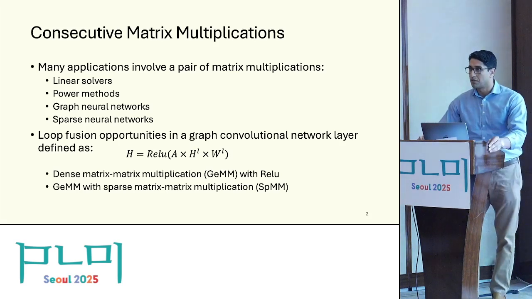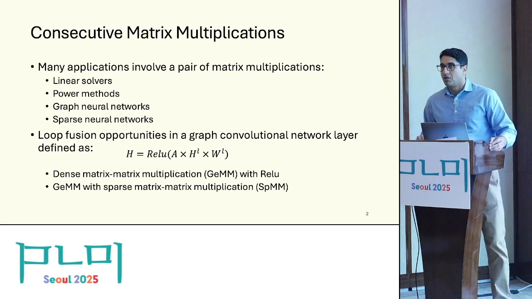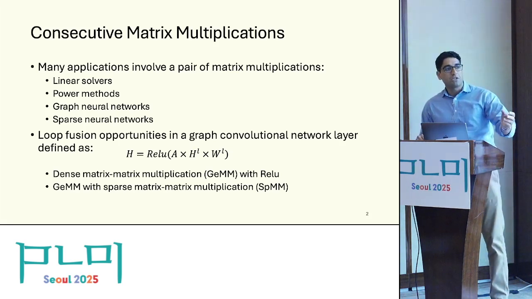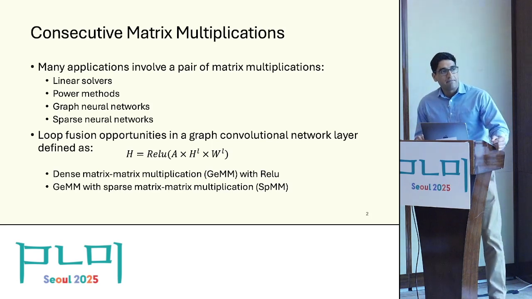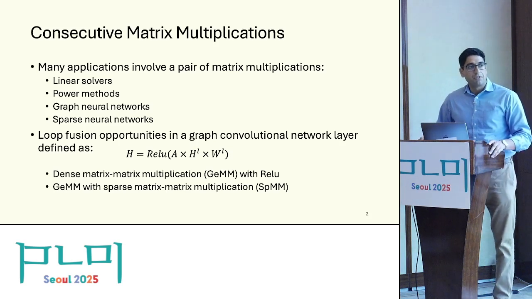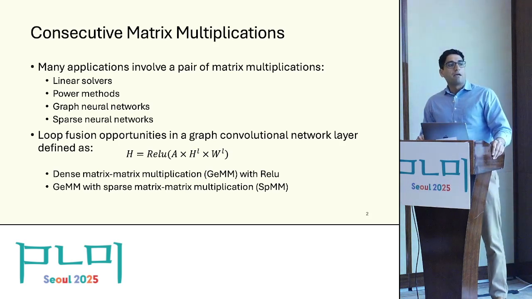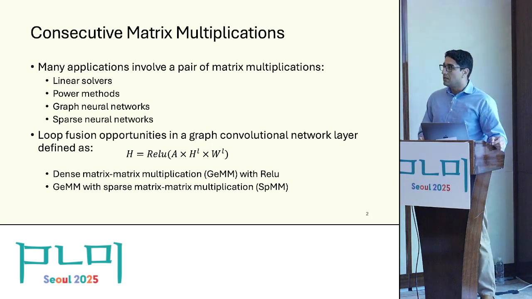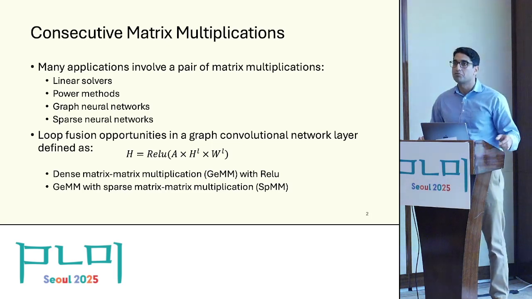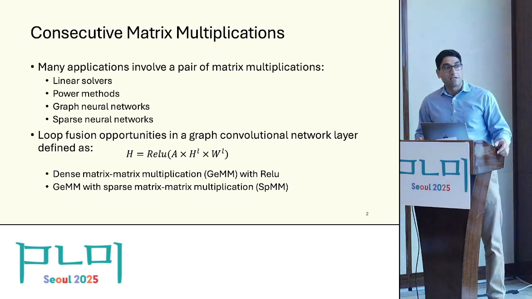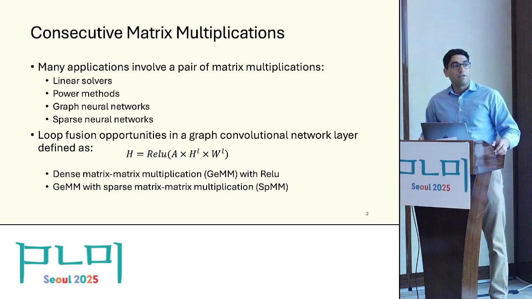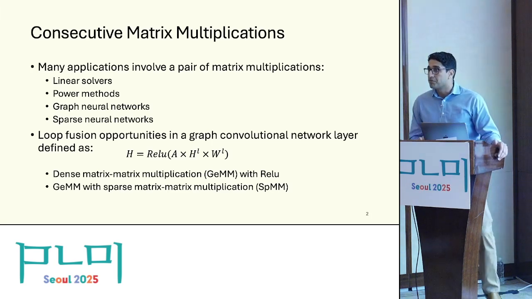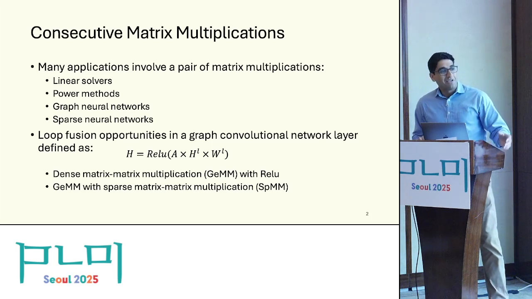A graph neural network is a type of neural network that operates on graphs. As you can see, in one layer we have a pair of multiplications, multiplying matrix A with H, and then H with W, which is the weight matrix. Then a ReLU is applied for each layer. Here you can see a few pairs of operations, and I'm listing two that are interesting for this presentation. One is dense matrix multiplication, which I'll call GeMM from here on because it's pretty long, followed by a ReLU.